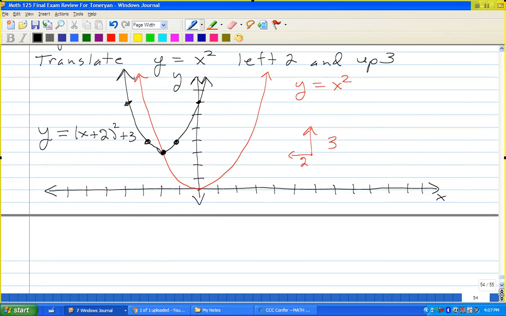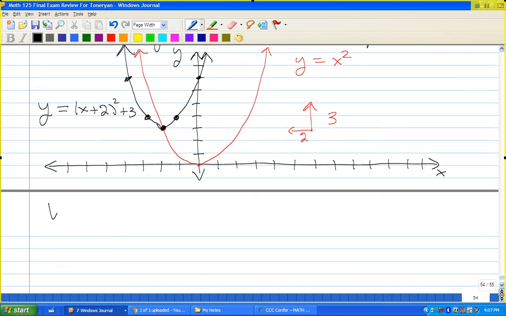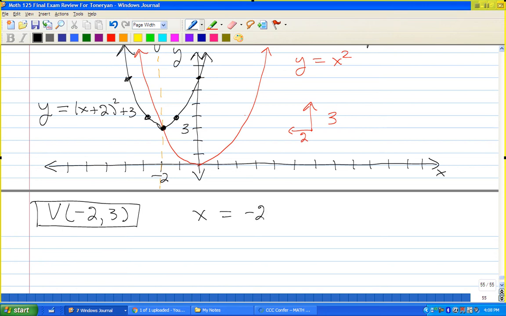The vertex is here at negative 2, positive 3. The axis of symmetry is just the line x equals negative 2.